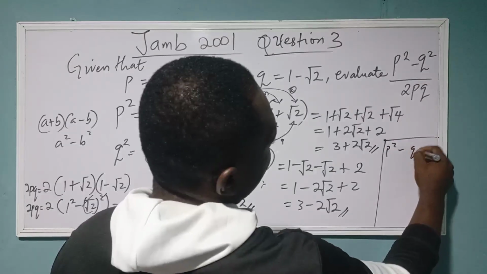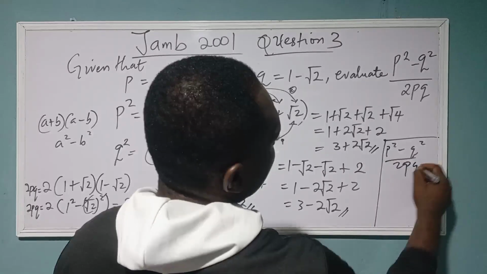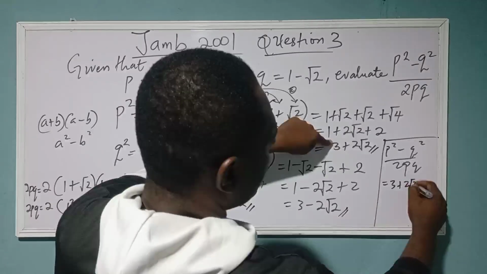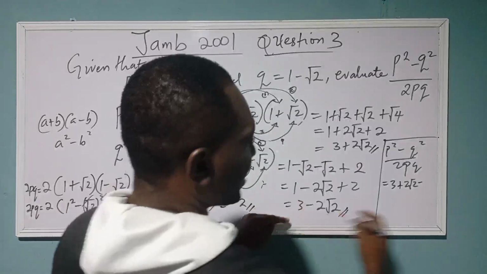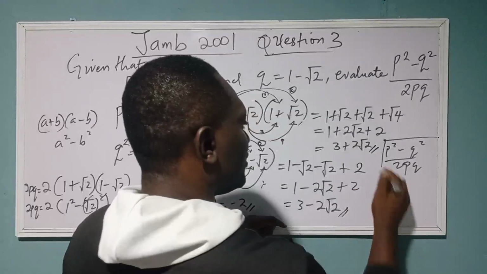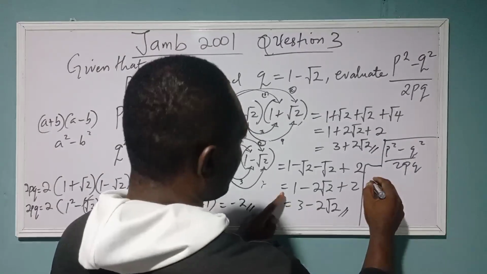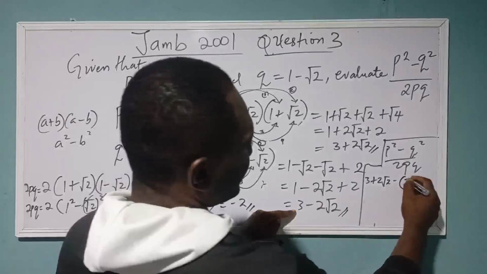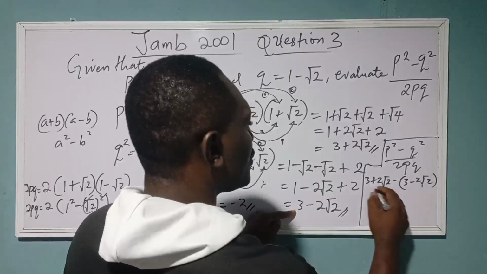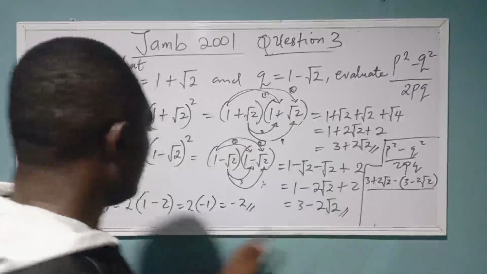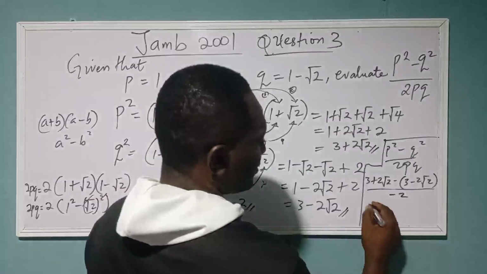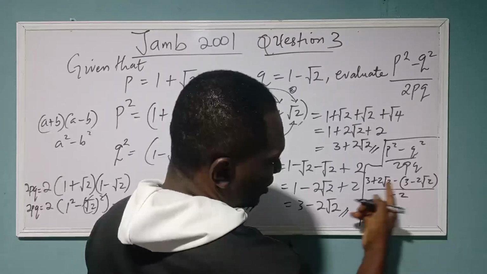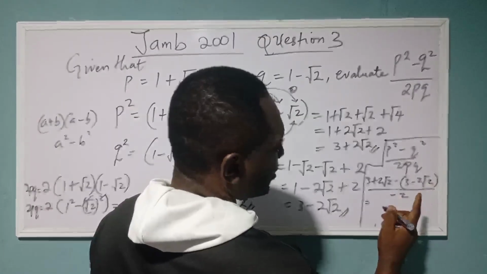Hence, P squared minus Q squared all over 2PQ will be equal to, this is P squared, 3 plus 2 root 2, then minus this is Q squared. Let me rearrange it. So we have P square is 3 plus 2 root 2 minus Q square is 3 minus 2 root 2, all divided by 2PQ, which gives us minus 2. So to conclude this, when you multiply this by negative, it gives you minus 3. So 3 minus 3, 0 is gone, right?